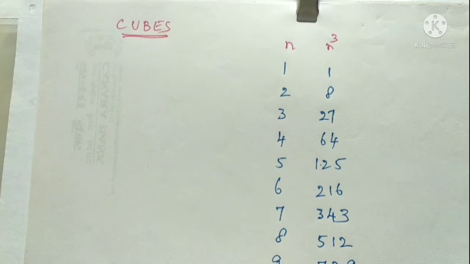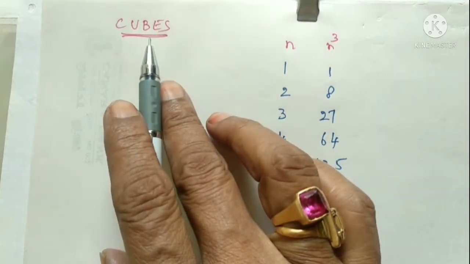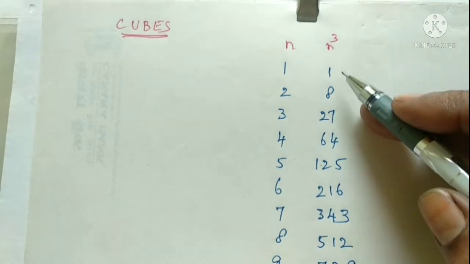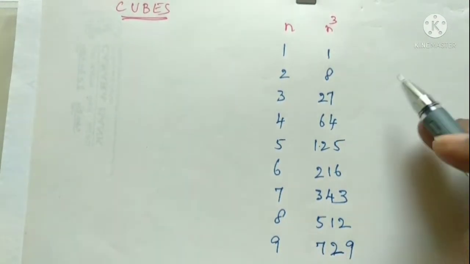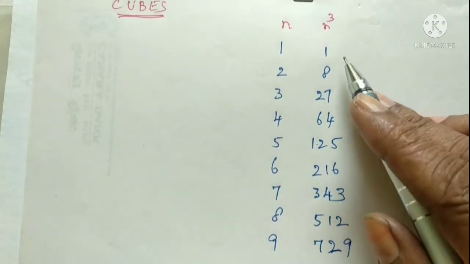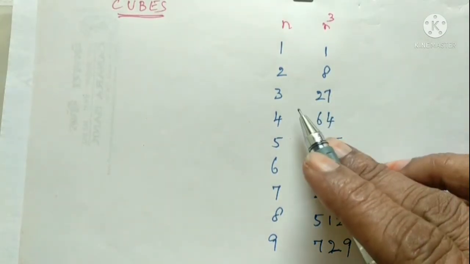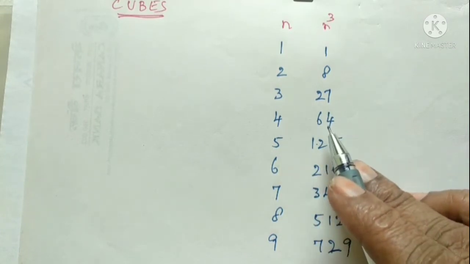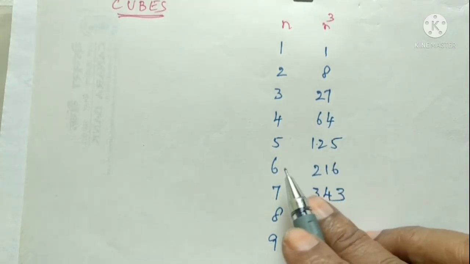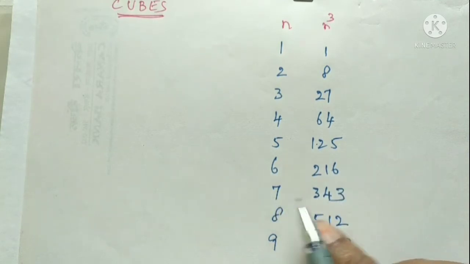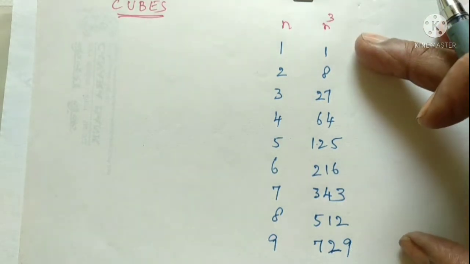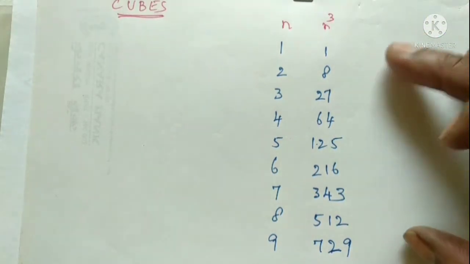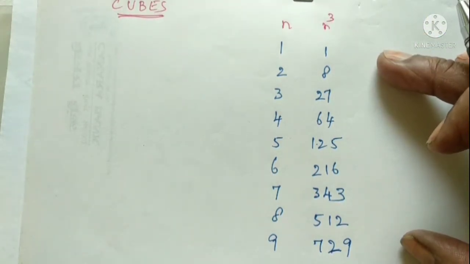Dear students, before calculating the cubes of any number, we should know the cubes of digits from 1 to 9. We know that 1 cube is equal to 1, 2 cube is 8, 3 cube is 27, 4 cube is 64, 5 cube is 125, 6 cube is 216, 7 cube is 343, 8 cube is 512, 9 cube is 729. Learning the cubes of the basic digits from 1 to 9 is very important for calculating the cubes or even the cube root of a given number also.